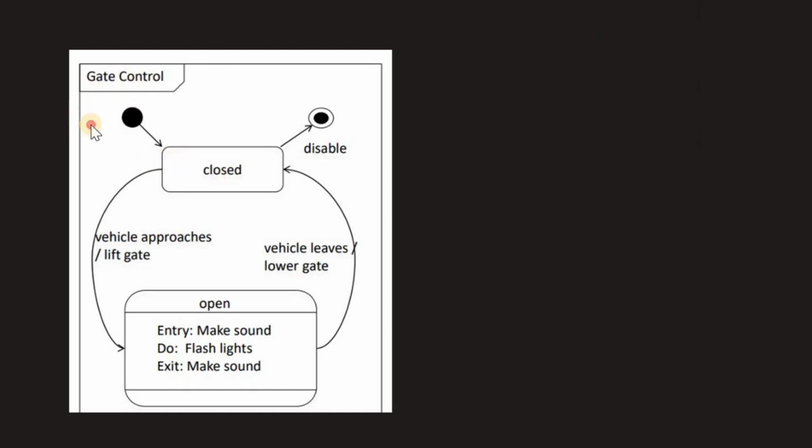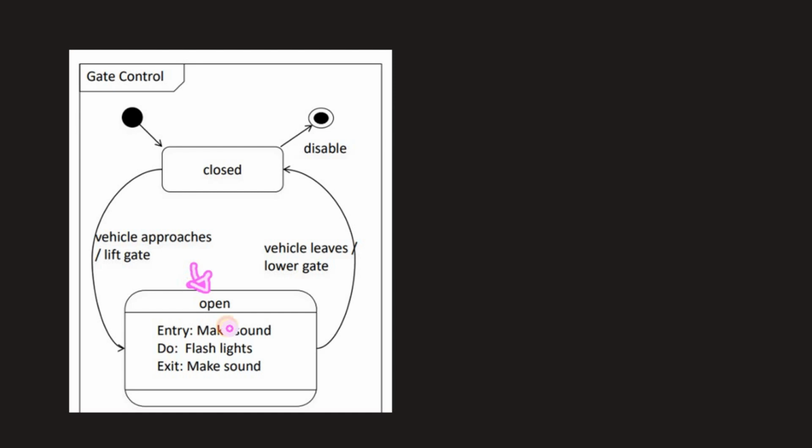Okay, so first of all, you see that it's going to enter the state. As soon as it enters the state, it's going to check the guard. If the guard is true, if the vehicle is approaching, it's going to lift the gate, which is performing the action, and then it's going to transition to the open state, which is going to enter this entry point, and perform the action, make sound.